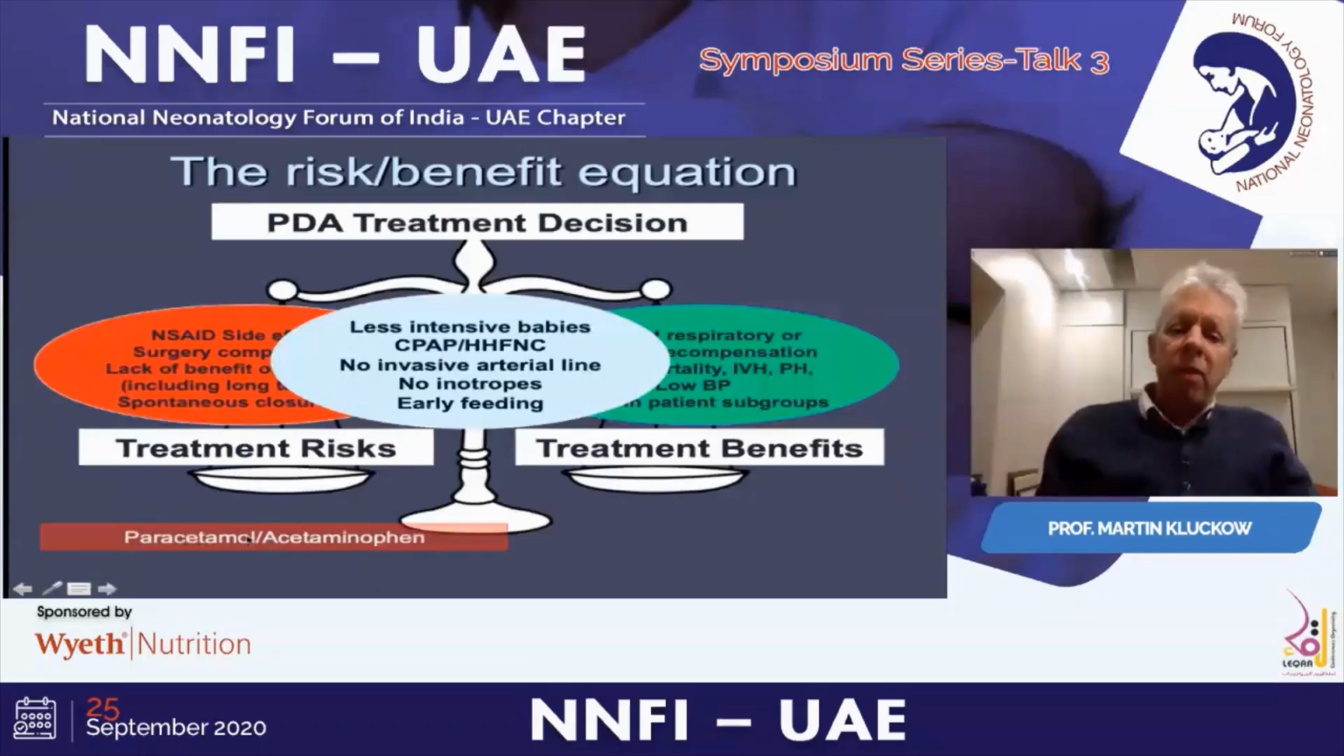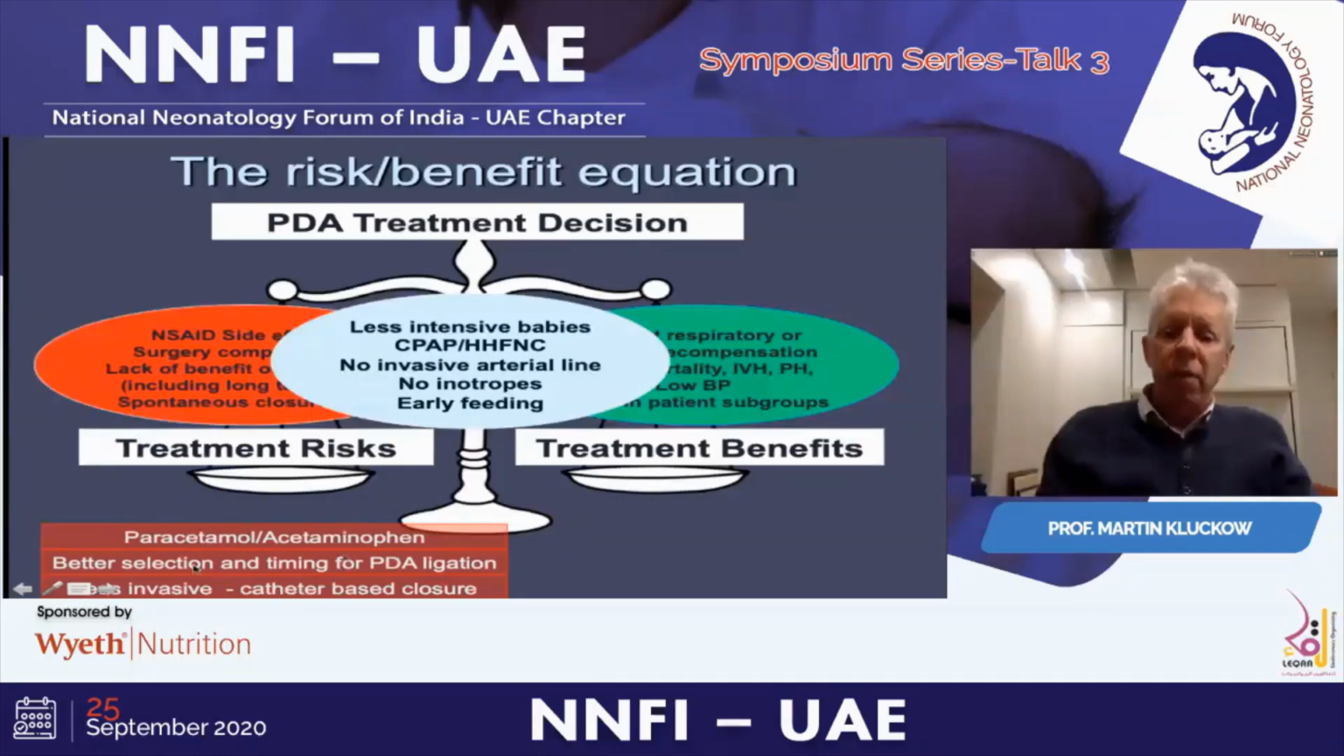There are some things that are happening. So paracetamol, or acetaminophen, was mentioned by Dr. Junaid already as one of the newer treatments available for PDA. And the risks, the side effect profile of this drug seems to be less than the non-steroidals. And we're getting better at selecting babies and deciding about the timing for both medical treatment and surgical ligation. And we have less invasive options becoming available, including catheter device-based closures. All of these things may reduce the risks and therefore make us more likely to treat to get the benefits.